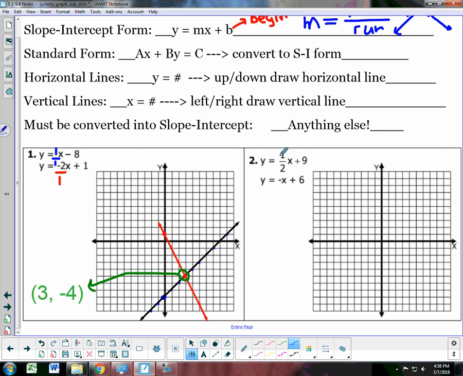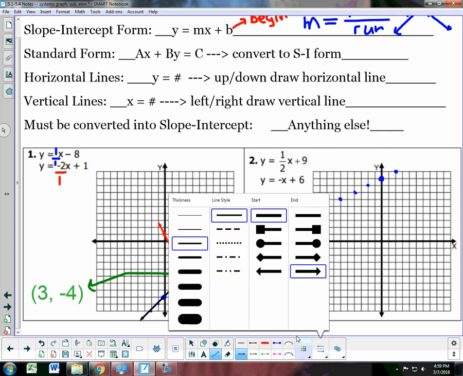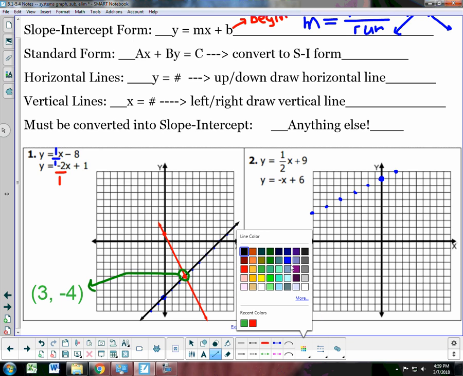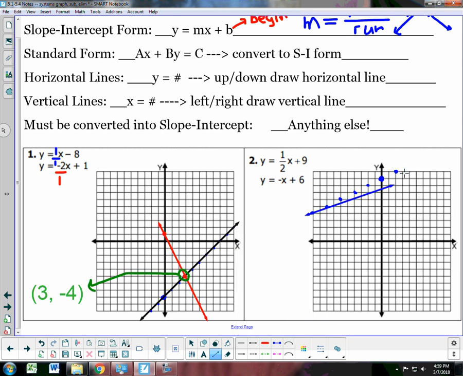So with this one, my slope is 1/2, and I'm going to start up 9. So up 9, way up there. And it's a positive 1/2 slope, so I'm going to be going up from left to right. So up 1, right 2. Can't go any further that way, so I'm going to go down 1, left 2. Keep that pattern going. And make a line. Let's make it a blue line. Like so.